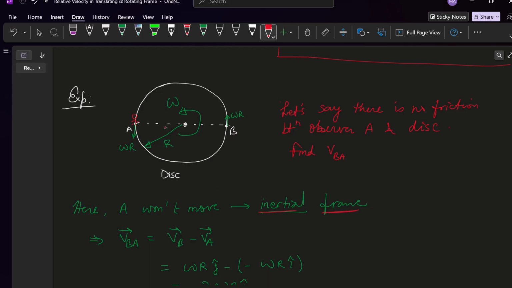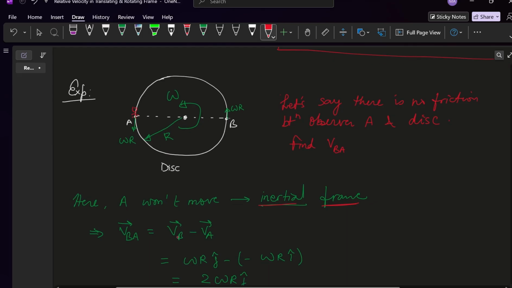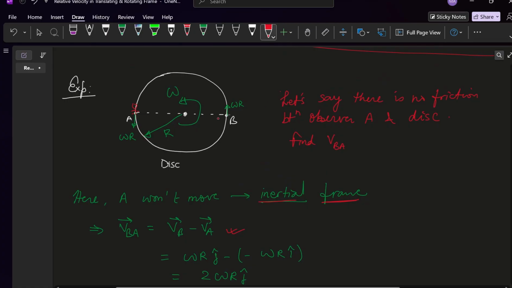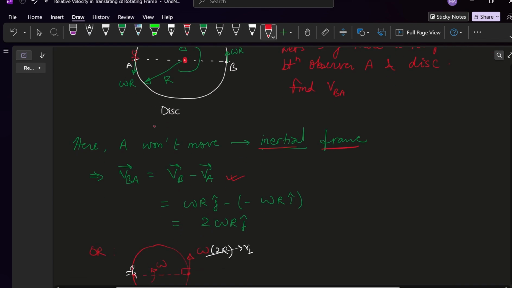This A is inertial frame, right? Fixed frame. So can I apply VBA is equal to VB minus VA? Yes, of course we can apply, because this frame is translatory. This is translating frame. So we know the velocity of B is omega r j cap, and as this disk is rotating, so about this omega r in upward direction and velocity of A is omega r downward direction. So VB minus VA, you see omega r j cap minus omega r. This one is j cap. So you will be getting 2 omega r j cap. So A will see that velocity of B is in upward direction having the magnitude 2 omega r.